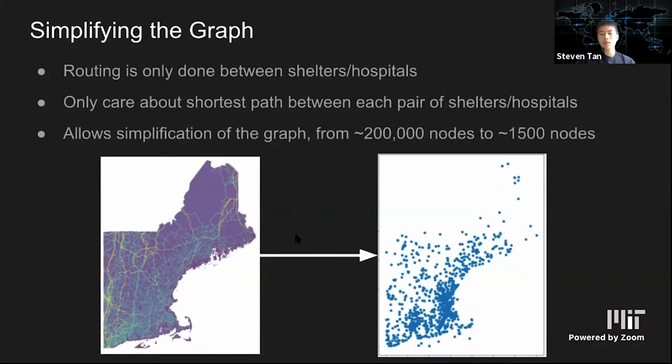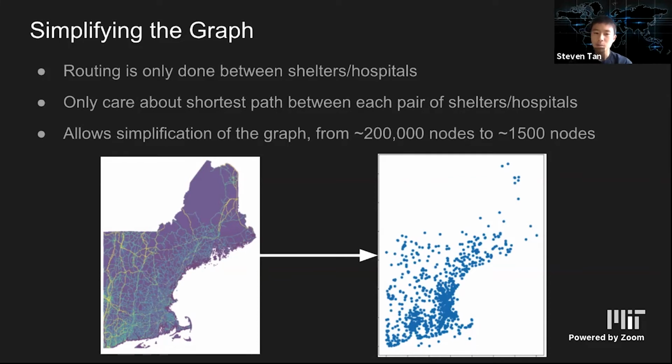So one of the issues right now is that the graph is actually huge. There are around 200,000 nodes right now, just because of how many grid cells there are. This makes it really slow to do any routing algorithms. One thing we can realize is that routing is only going to be done between the shelters, hospitals, and distribution centers, of which there are a lot fewer. So we don't really care about all of the other grid cells. We only need to know how to travel from one shelter to another.